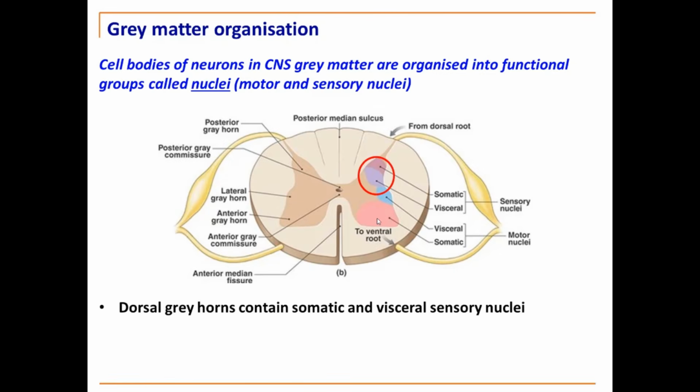The dorsal grey horns, as we've talked about, contain the somatic and visceral sensory nuclei. So there we go, showing us very nicely at this point. They're receiving that sensory information coming in, whereas the anterior grey horn contains the somatic motor nuclei.